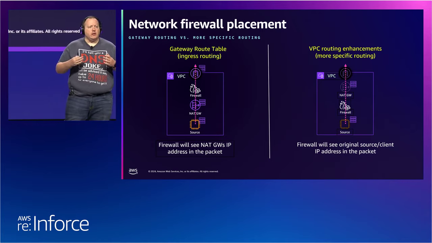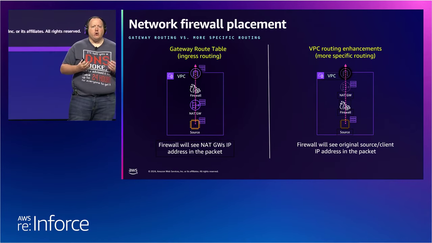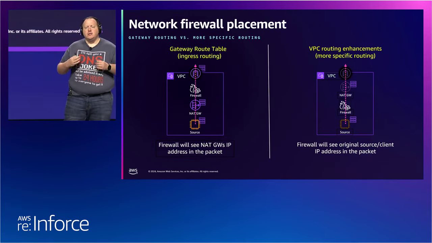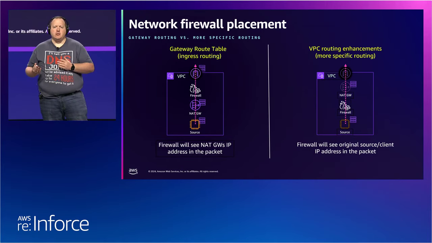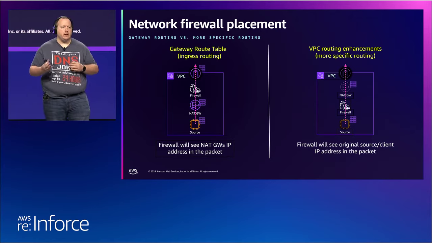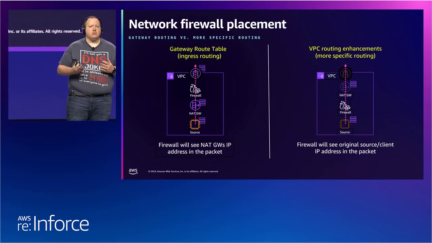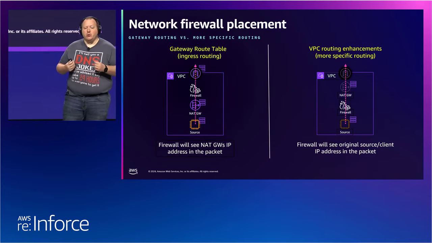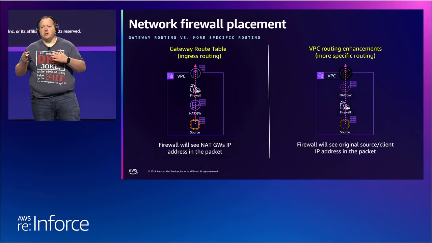But in that more specific routing scenario, we get the ability to see the original source IP address. And that can be really important for your firewall rules to determine whether you allow something out or not. If we do the former and we go through ingress routing and we just use those default routes to do things there, right?